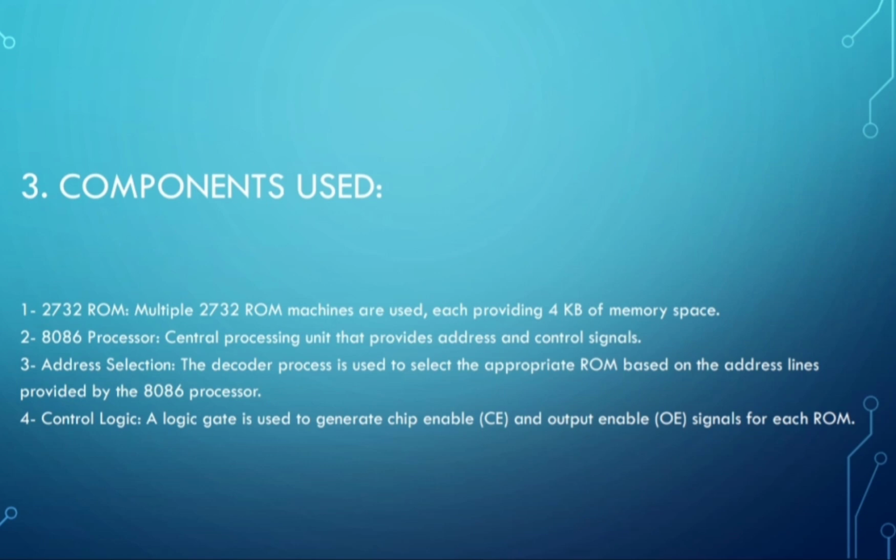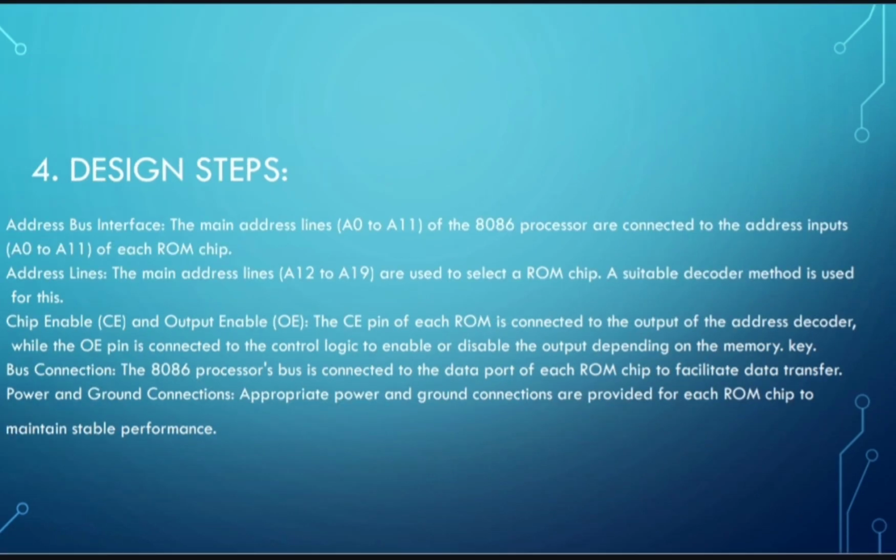And the design steps for this connection are as follows. Address bus interface: the main address lines A0 to A11 of the 8086 processor are connected to the address inputs A0 to A11 of each ROM chip. Address lines A12 to A19 are used to select the ROM chip. A suitable decoder method is used for this.